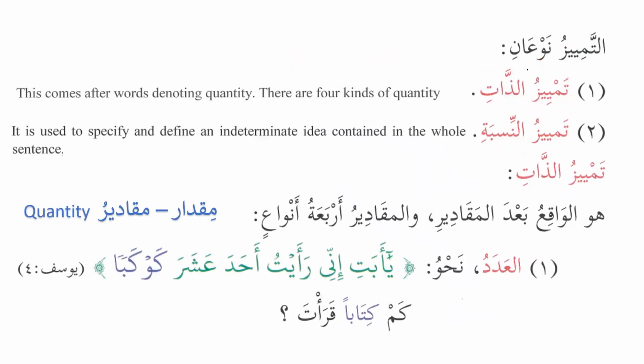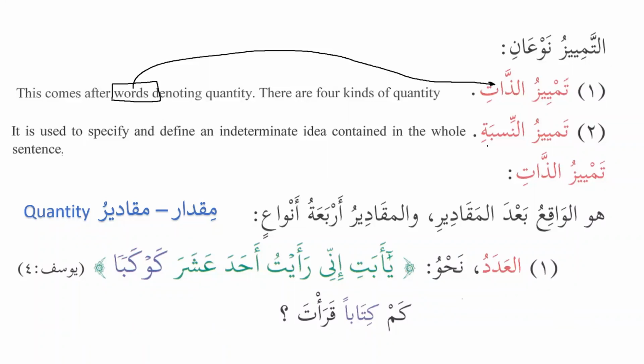At-tamyizu naw'ani. Now we can see that it has two kinds. The first one is tamyizu dhati. This is basically the tamyiz of object, and this comes after words denoting quantity. And there are 4 kinds of quantity. So basically it comes after words, and not complete sentences. So that's very, very important to know, that tamyiz is a word and not a complete sentence.